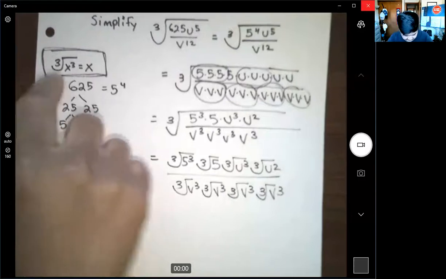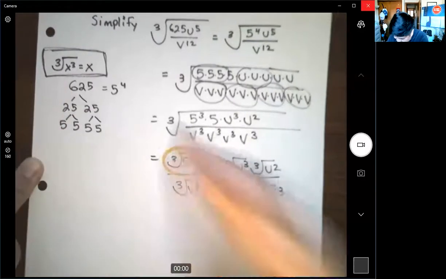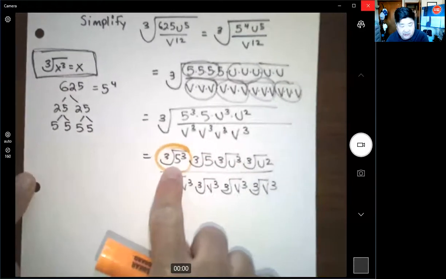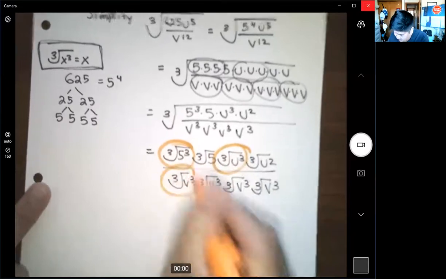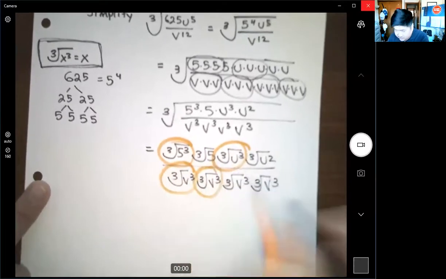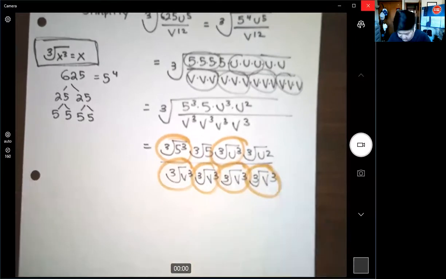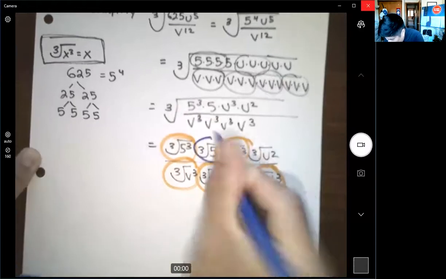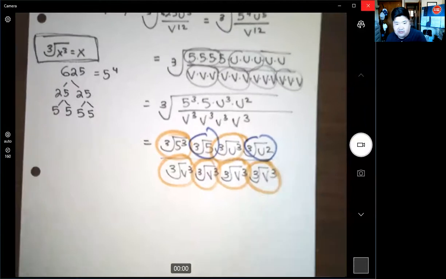Now, let's apply this rule right here. So I know that this is just equal to 5. This is just equal to u. This is equal to v. This is equal to v. This is equal to v. This is equal to v. Why didn't I circle this one or this one? Because the 5 wasn't to the 3rd power, and the u wasn't to the 3rd power.